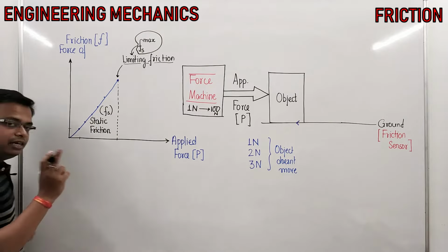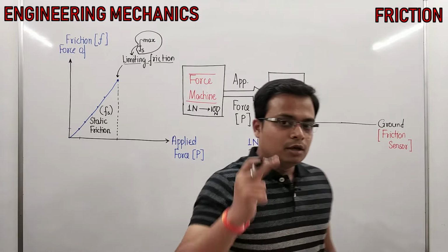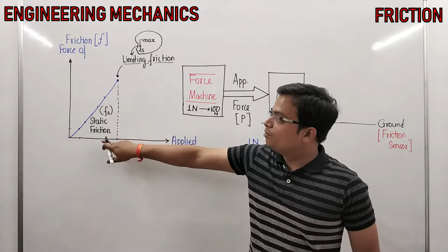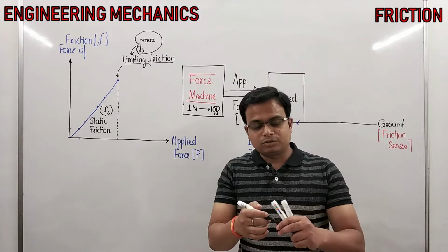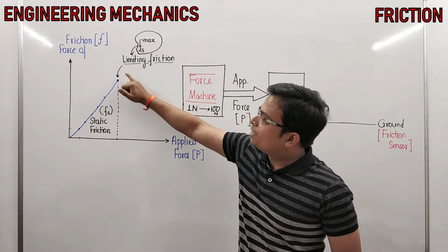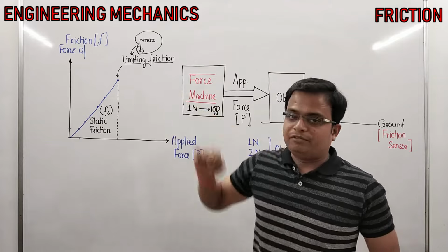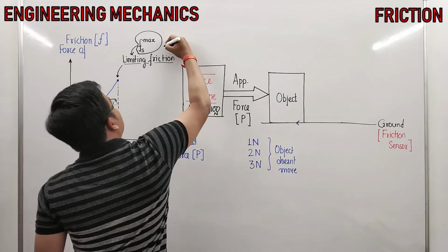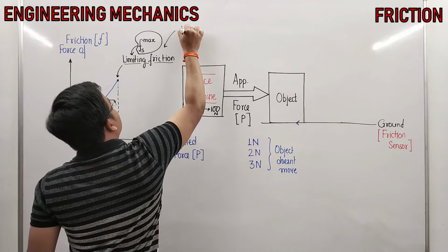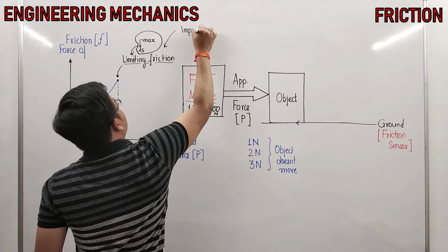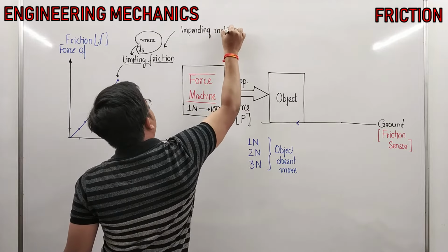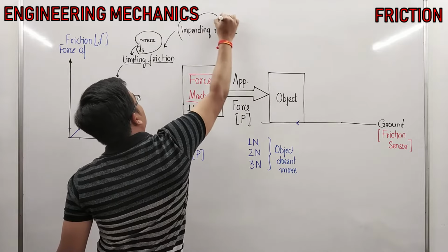But what we are really concerned about, especially in the numericals, if you are supposed to calculate the value of friction, you always need to calculate the maximum value of static friction. Basically, this is a course of statics and not dynamics, so we are going to be concerned with only the maximum value of static friction, and this is what is known as limiting friction. This also by the way is the state of impending motion, when the object is just about to start moving.